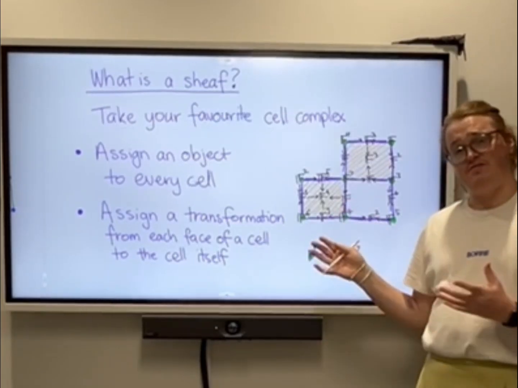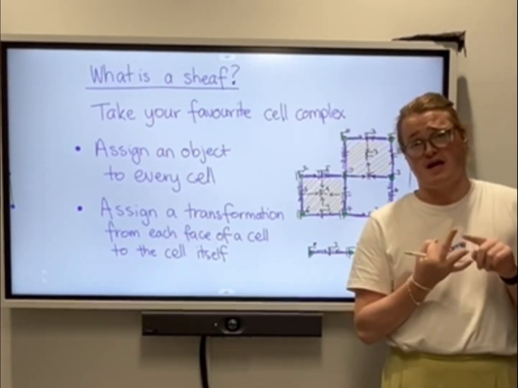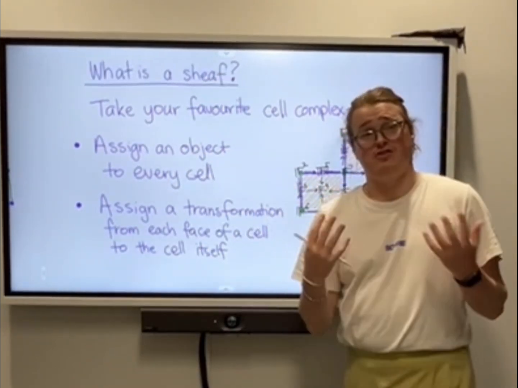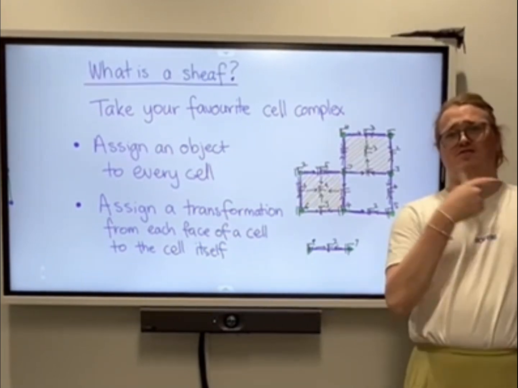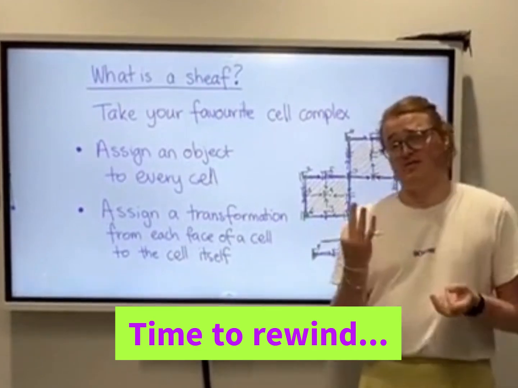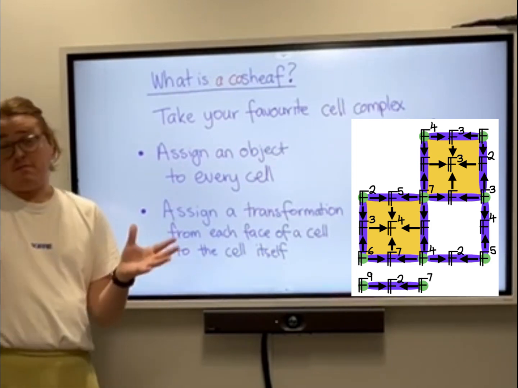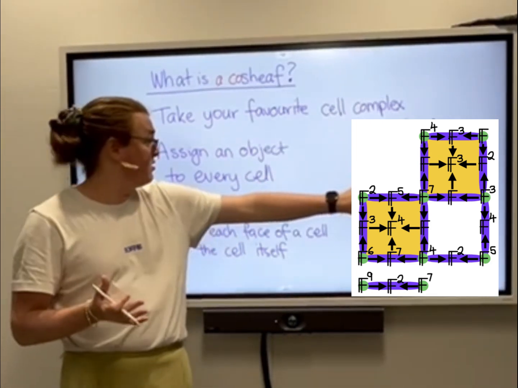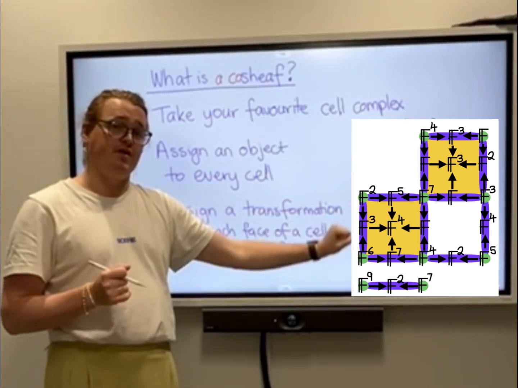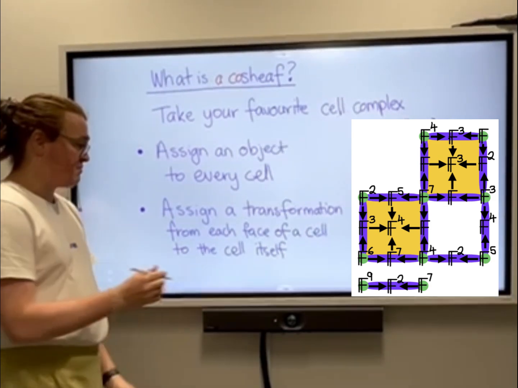Okay, now that we have a sheaf, let's talk about the 3 certainties of life. That's death, taxes, and co means things go the other way. So when we have a sheaf, we also have a notion of a co-sheaf where things go the other way. So if we have a sheaf, what now is a co-sheaf? Well, it's the same build-up. We take our favorite cell complex, we still assign an object to every cell, so I'm still assigning a vector space to every cell. The only difference now is when co means things go the other way, all our maps go the other way.